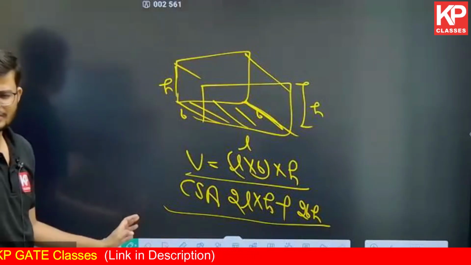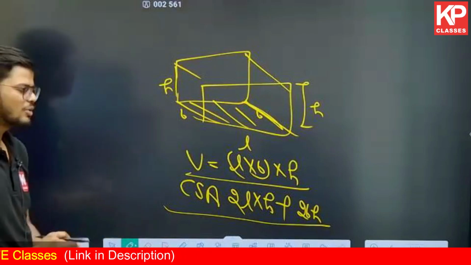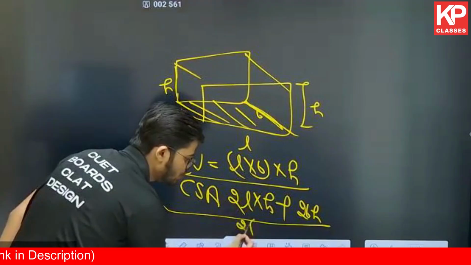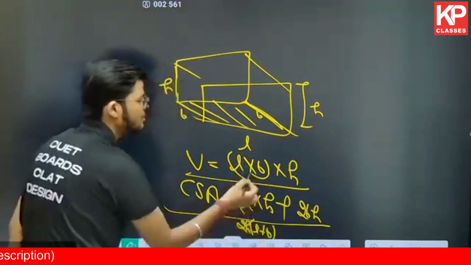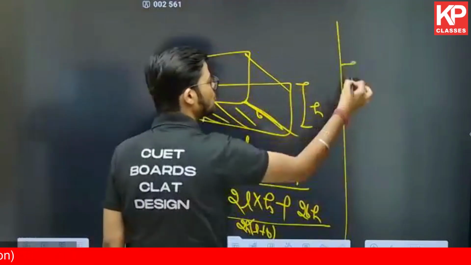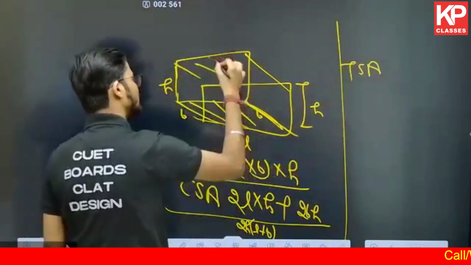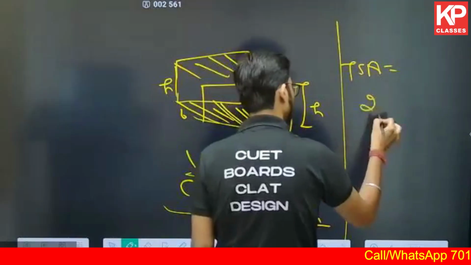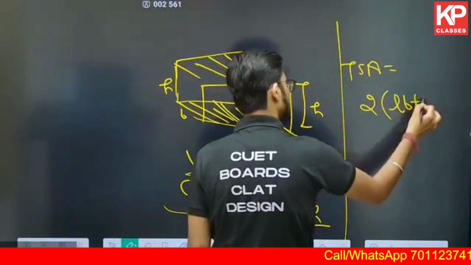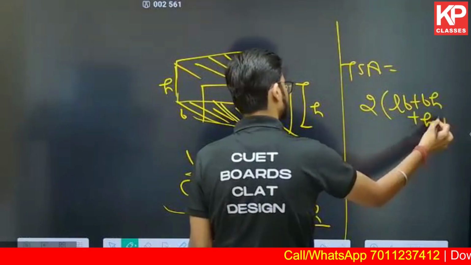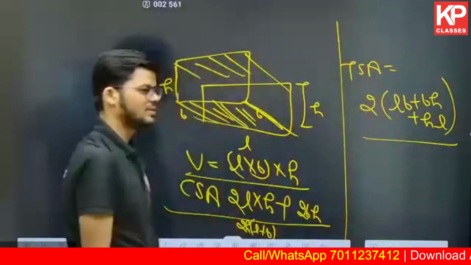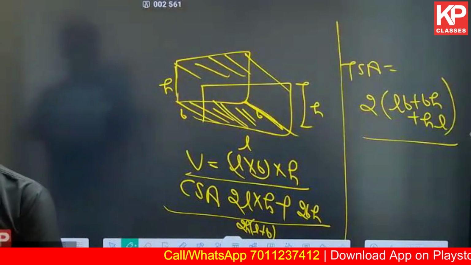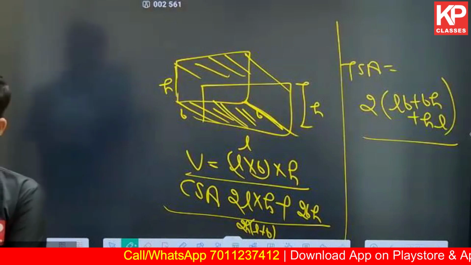We don't need to remember any of these things. You will be easily able to formulate these. You can take 2H common here, 2H(L plus B). Then the third thing is the total surface area. Total surface area includes this top surface also. So total surface area will be, taking 2 common, 2(LB plus BH plus HL). That will give the total surface area in case of a cuboid.